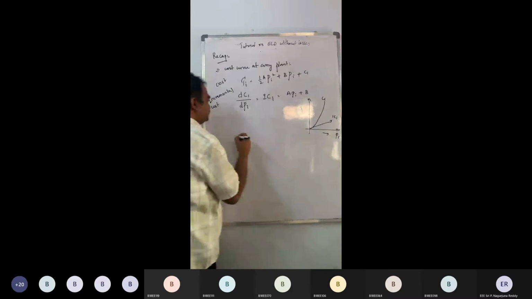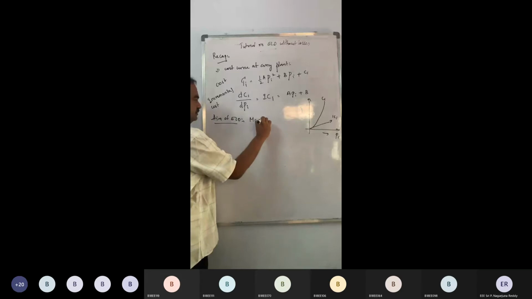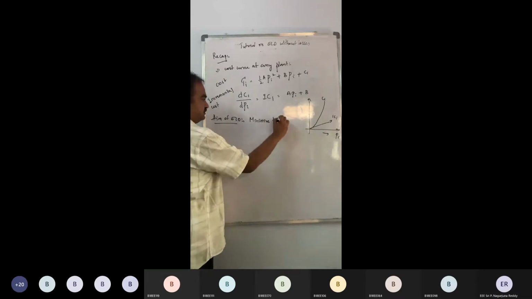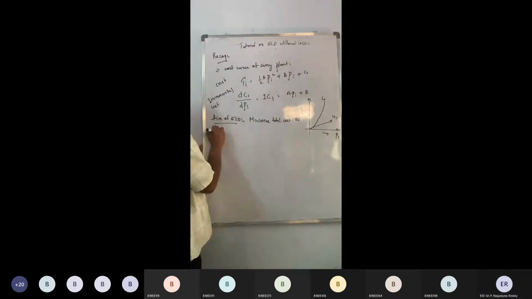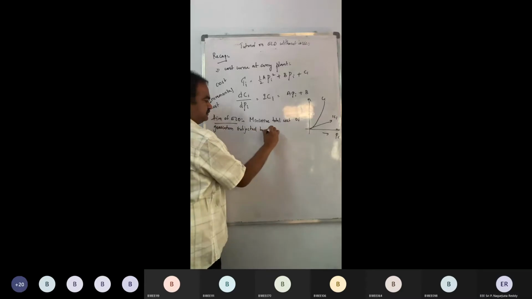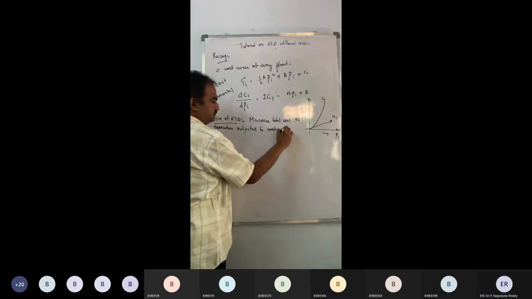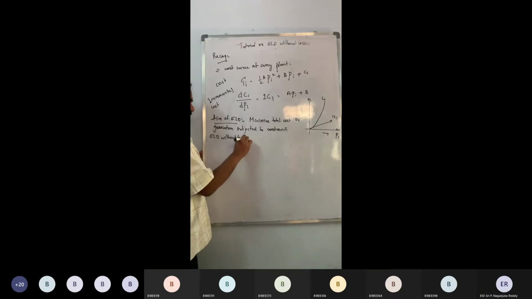And the target of ELD is to minimize the total cost of generation subjected to constraints. Now I am considering ELD without losses. Case A, ELD without losses.